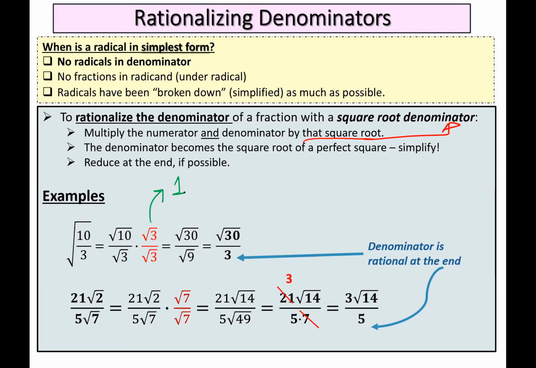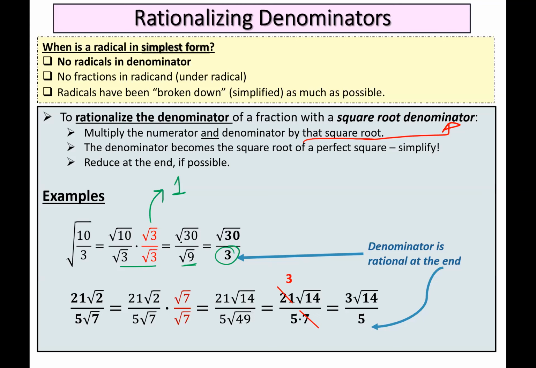So why do we do this? Let's find out. In the denominator, because that's what we're focusing on, the square root of 3 that was already there times this new square root of 3 becomes the square root of 9, which is 3. Now suddenly the denominator 3 is rational at the end. That was the whole point. We wanted the denominator to be a nice rational number. In other words, we don't want a radical in the denominator.